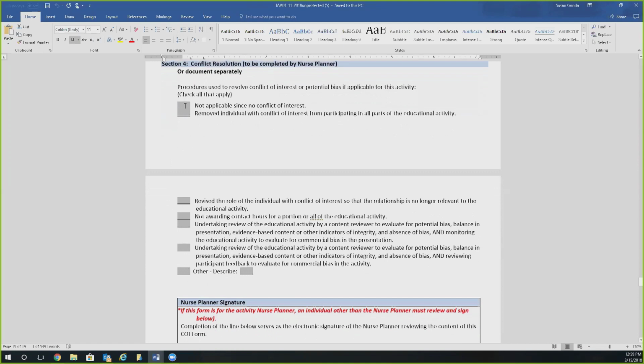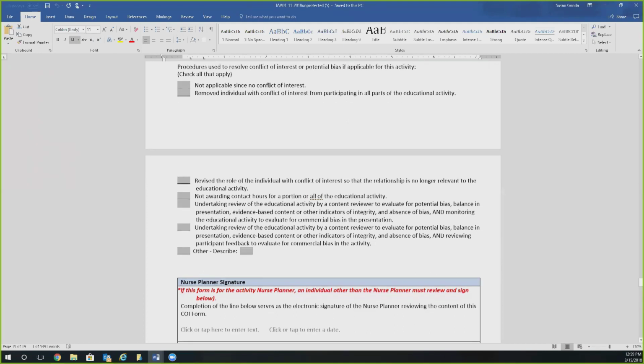It's not applicable. There's no conflict of interest, because we used to require these forms of everybody on every application, and that's why this is still here. So if you've done that, you've determined for this particular event there's no conflict, just mark the box, sign your name, file it away in your records, but I don't need it. You can remove the individual from participating in all parts of the educational activity.